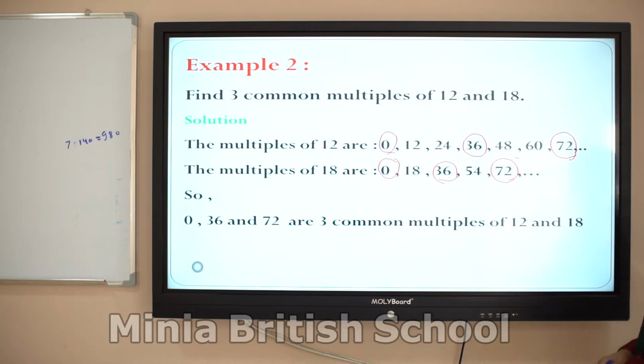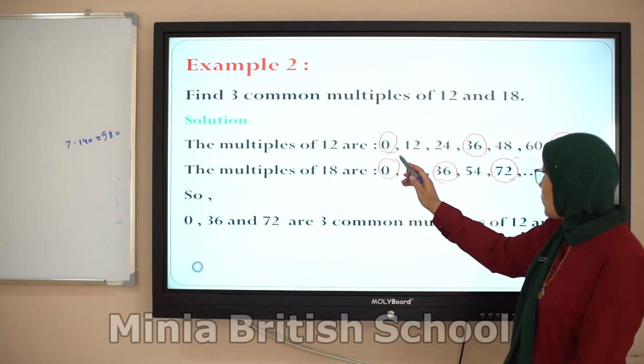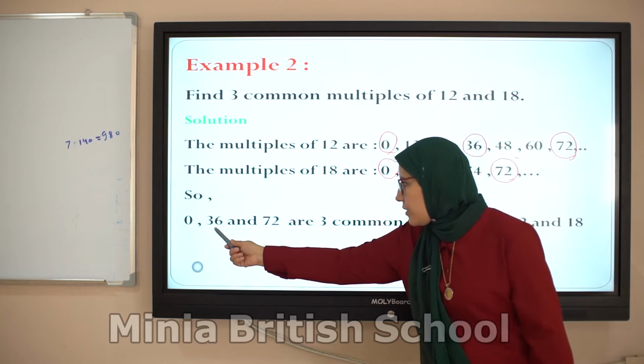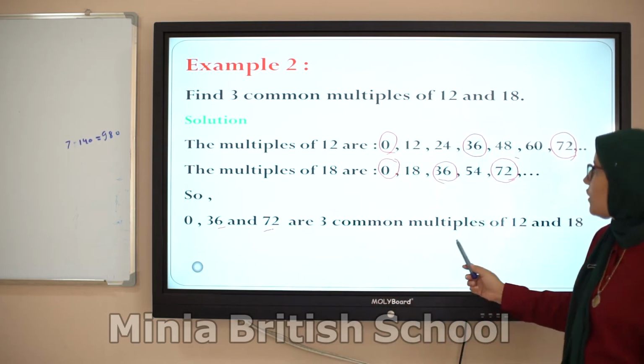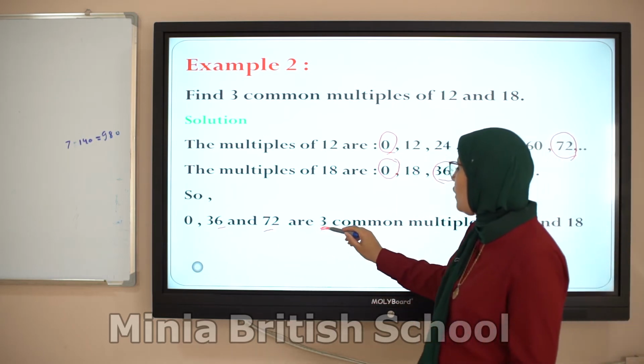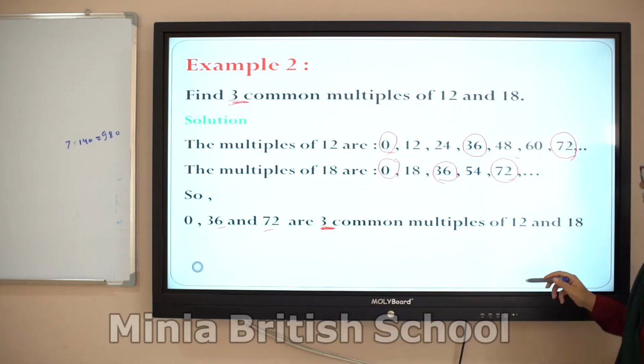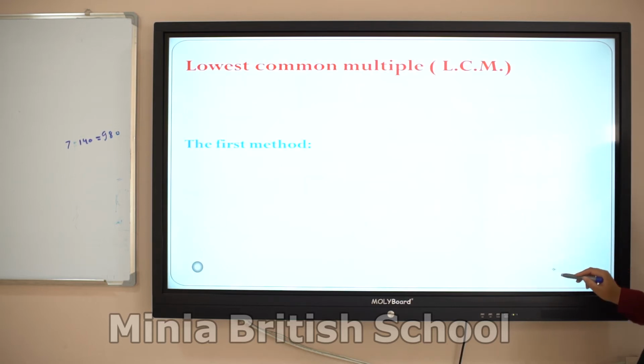So these are the 3 common multiples: 0, 36, and 72. Oh, he asked me to find 3. So these are only 3 common multiples of 12 and 18. If you look here, you will observe that 0 is repeated every time.